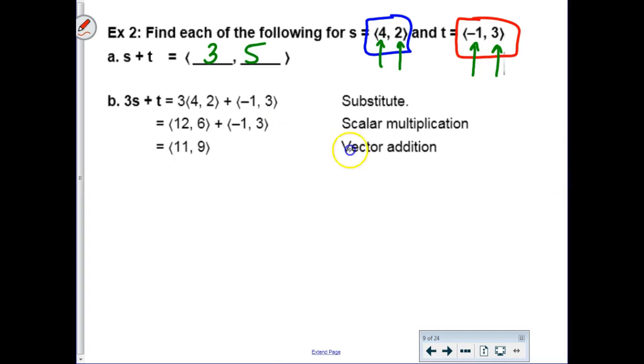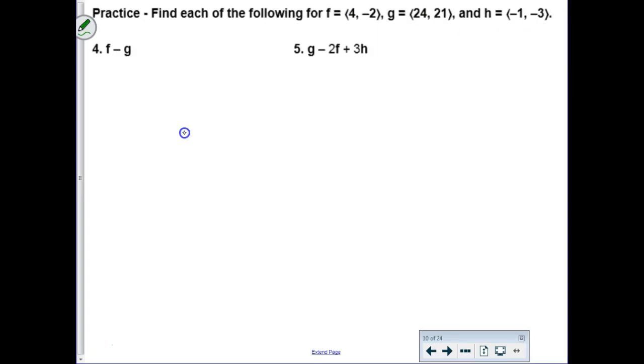But let's take a look at what they did. They started with 3 times the vector s, and then they added t to that. Right here is where they kind of distributed, if you want to think of it that way, a 3 to vector s and created 12, 6. And then when they go to add t to that result, they just do the adding of the horizontal parts together and adding the vertical parts together. So again, I would argue, because you guys are so brilliant, I probably didn't even have to teach you that. You would have figured it out on your own. But good news, we're all here. F minus g. Looks very simple, right?